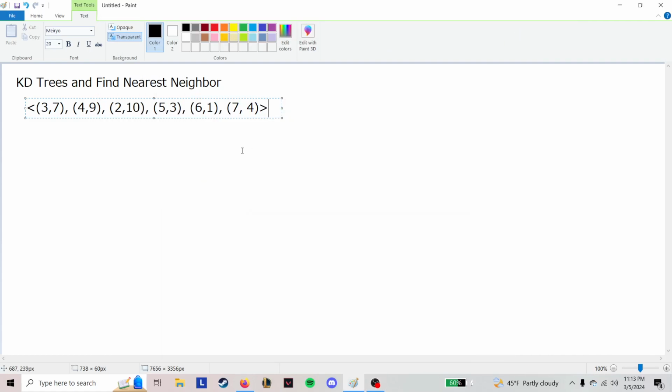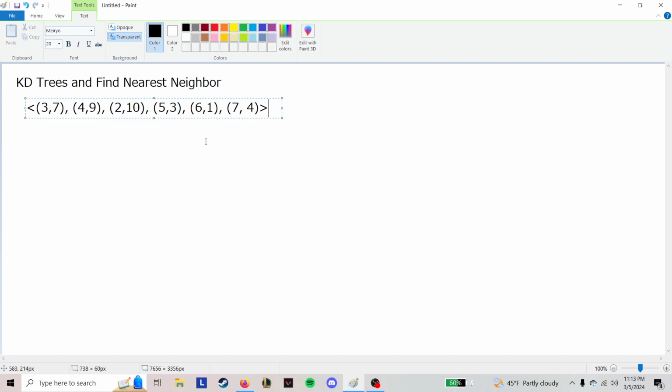All right, hello everyone. So today I'm going to be going over KD trees and alongside KD trees, the find nearest neighbor function. So first I'm just going to talk about what a KD tree is, how you make it, and then I'm going to go into how I think about KD trees geometrically. And then finally we're going to talk about how you can use KD trees to find the nearest neighbor of some query that might not be in the tree.